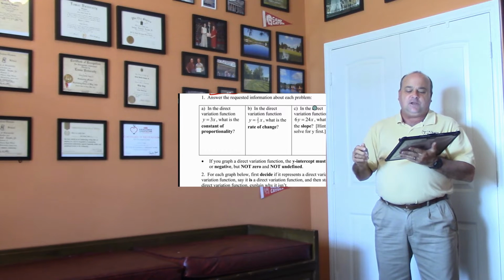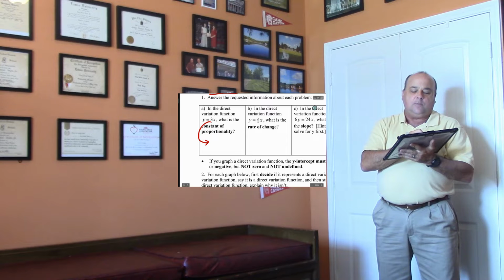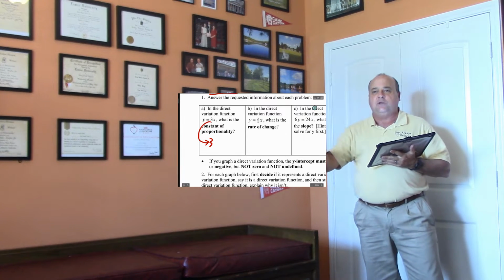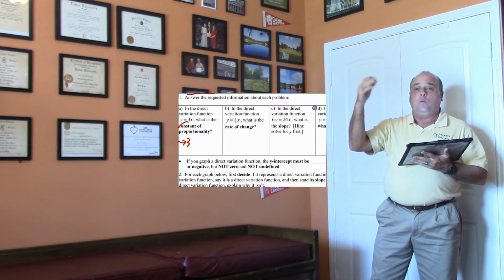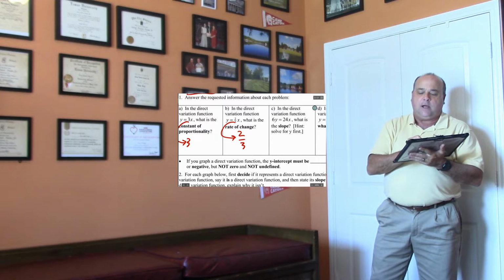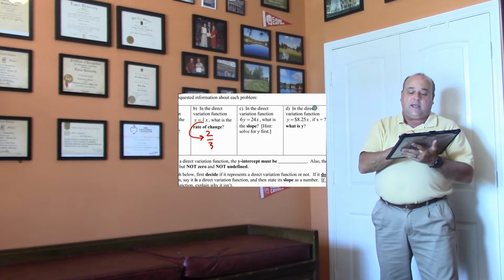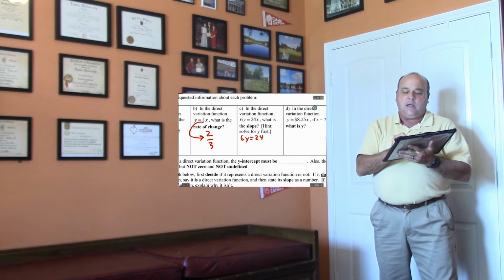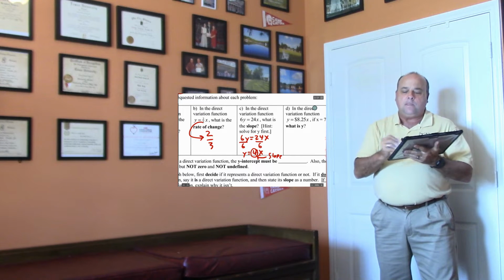In the direct variation function y equals 3x, what is the constant of proportionality? It's the number 3, right? Which is the slope or the rate of change. In the direct variation formula y equals 2/3 x, what is the rate of change? It's 2/3, right? In the direct variation formula 6y equals 24x, let's write this down first, and we need to solve for y. We would get y equals 4x. The 4 would be our slope, wouldn't it?